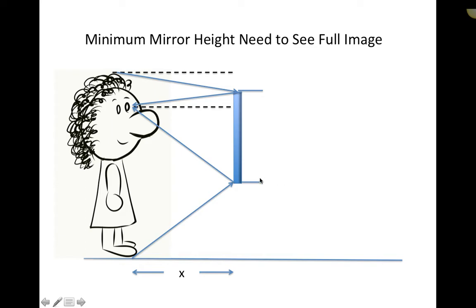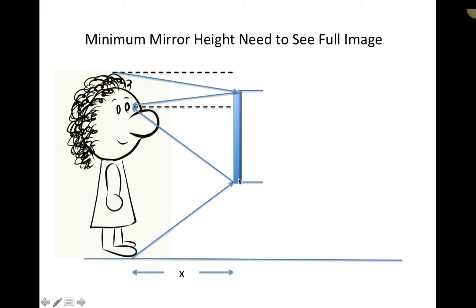So a couple of things to notice is that the distance that the person is away from the mirror, although the person is located some distance x, is really irrelevant. I didn't even have to mention that. So if the person were closer to the mirror, you would still need a mirror that was exactly half the height of the person, and if the person was further away, you would still need a mirror that was exactly half the height of the person.